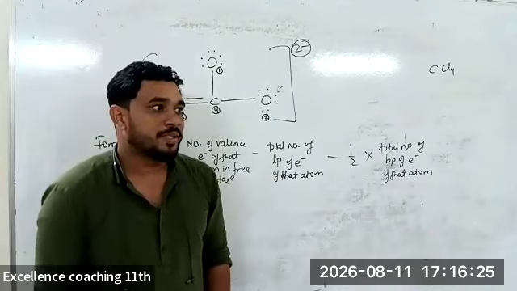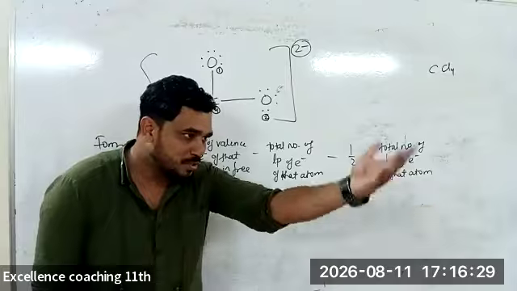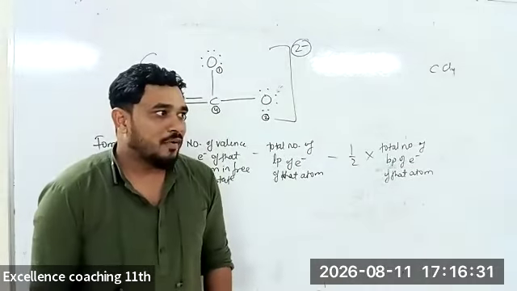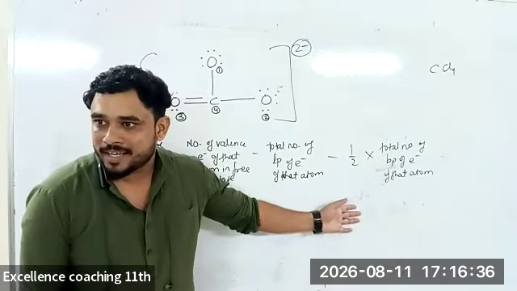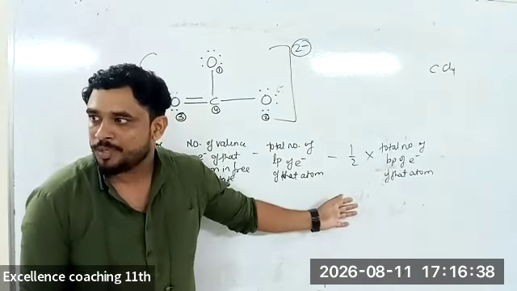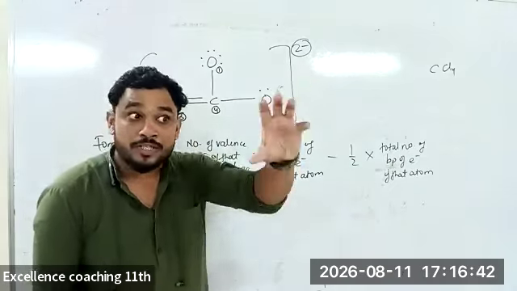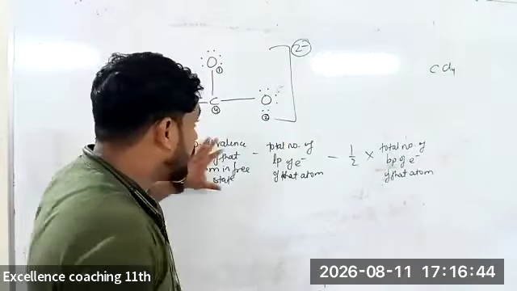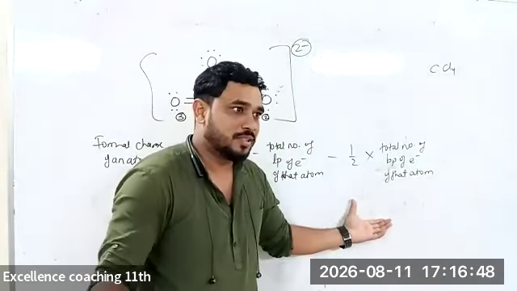Full marks or zero? What do you think? Full marks. How can I give zero? I cannot give zero because he has written it correctly. Because this is actually the formula. This is actually the definition of formal charge of an atom. If I want to find the formal charge of any atom, I will follow this formula only. Yes or no? So I have given full marks.